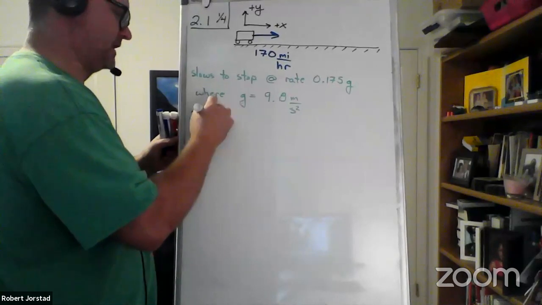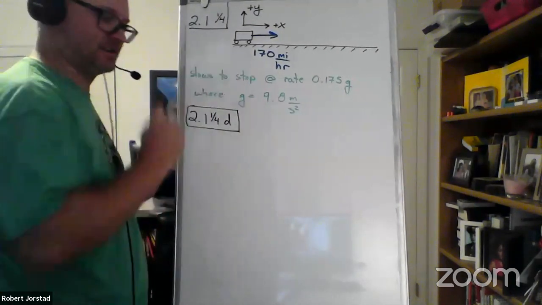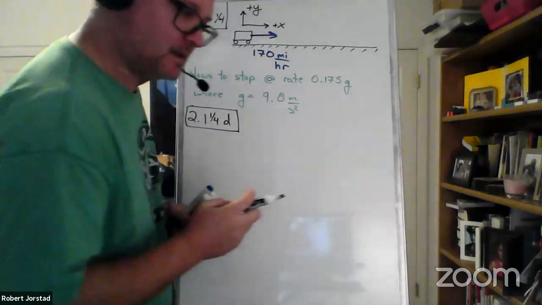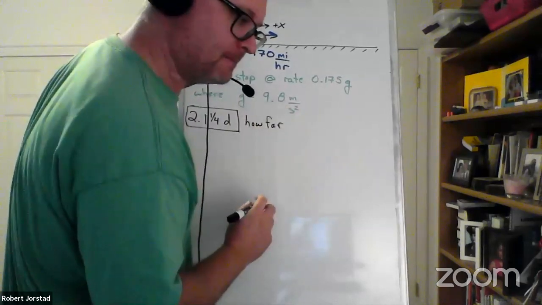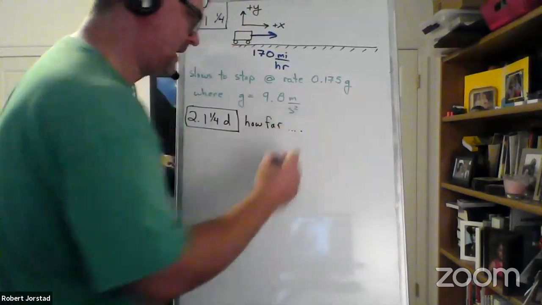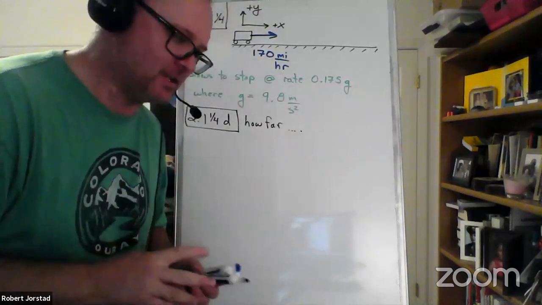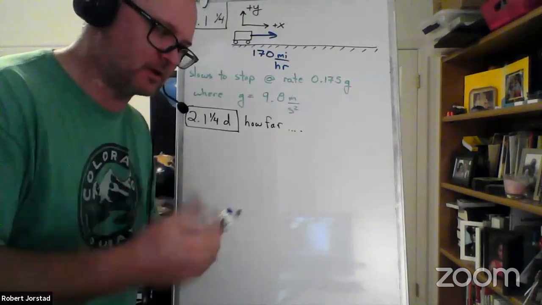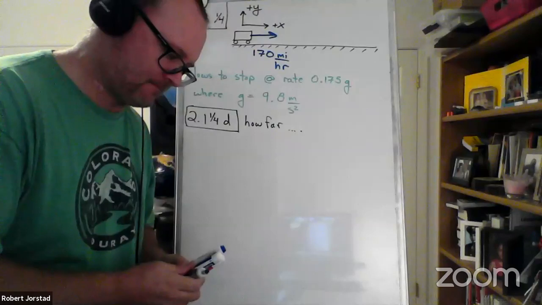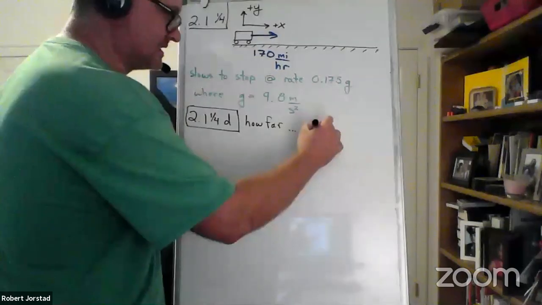So 2.1 and a quarter D. That stuff was all just understanding what this letter G means. How far? When I say how far, what are you thinking? What kind of units or what kind of word relates to how far? What is the thing that we're looking for? Distance, yeah. So it's some kind of distance question, right?